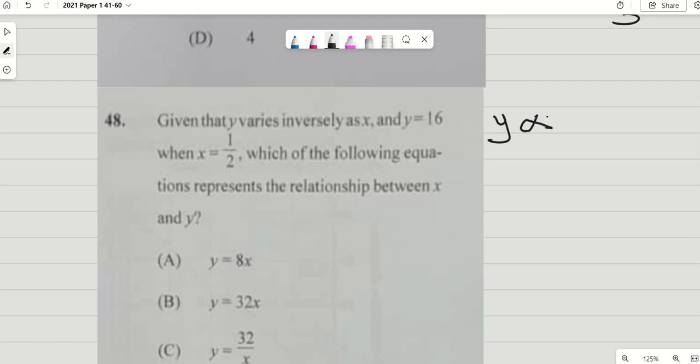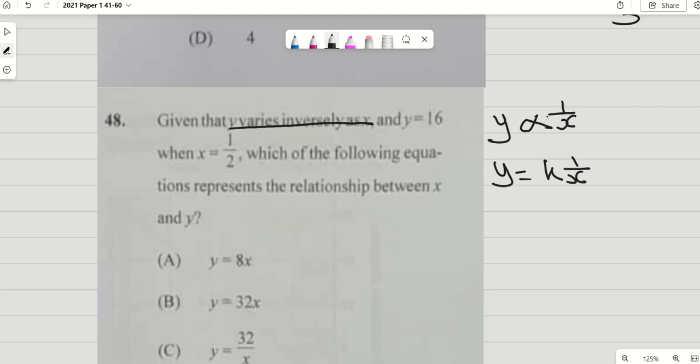So that is y, given that y varies inversely as x, so that would be 1 over x, right? If they told you directly, then we would not have to put 1 over x. So y is equal to k times 1 over x. That's basically what the statement "varies inversely" means, right?